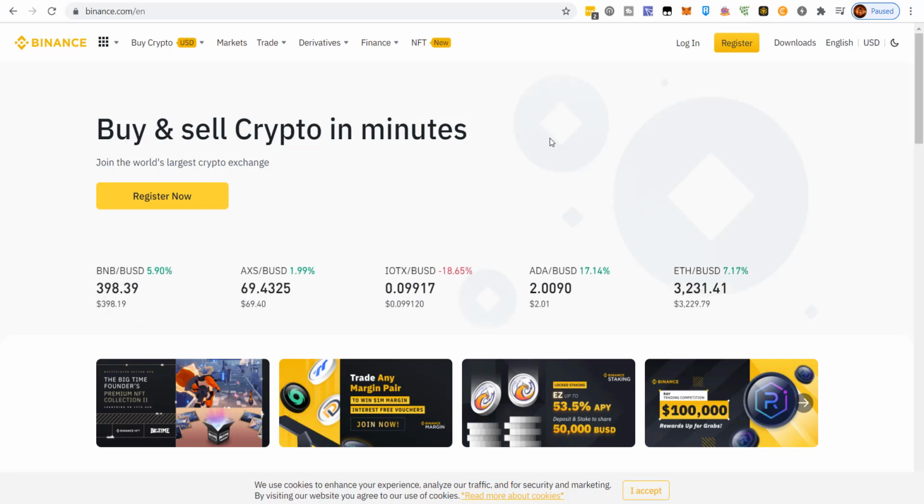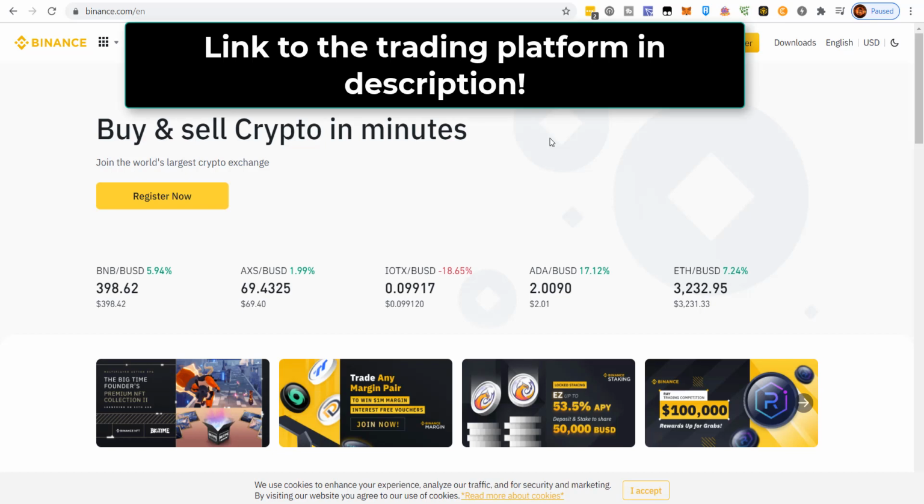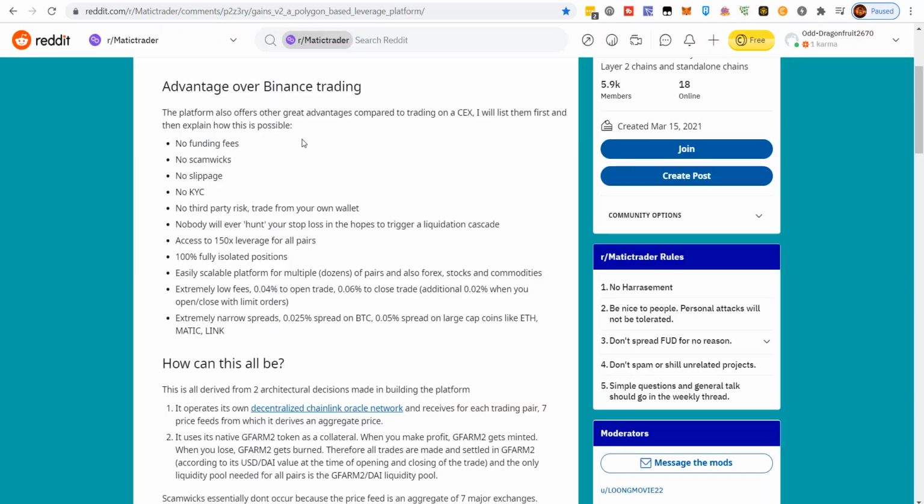Currently, this project is still under development, but the way it works today, you're able to use 150x leverage. You don't have to do KYC. You don't have to do AML. Okay, enough about that. Let's talk about some of the advantages over Binance on this trading platform: no funding fees.